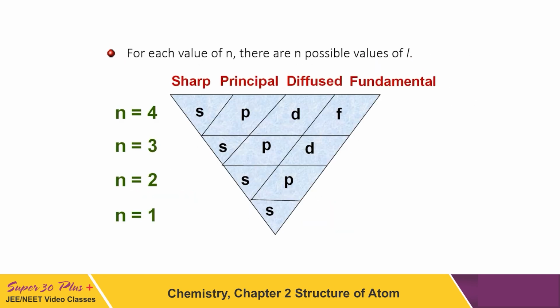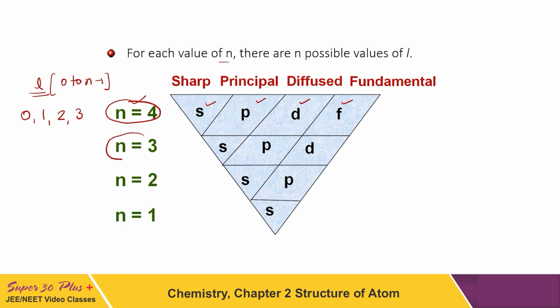Now, you see this pyramid here, which is upside down. In this pyramid, I'll tell you about the values of n and the possible values of l. Say for example, the value of n is 4. When n is 4, what values of l are possible? 0, 1, 2, and 3. Because l is from 0 to n minus 1. Remember, the value of l is from 0 to n minus 1. So when n is 4, its value could be 0, 1, 2, 3. 0 means s, 1 means p, 2 means d, and 3 means f.